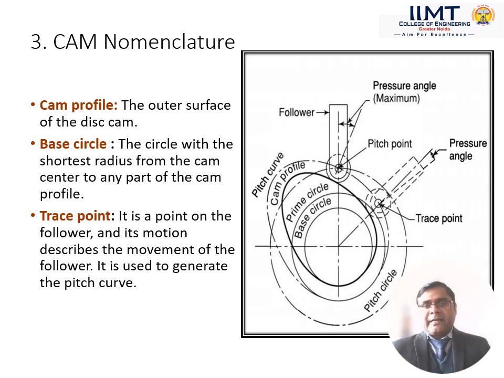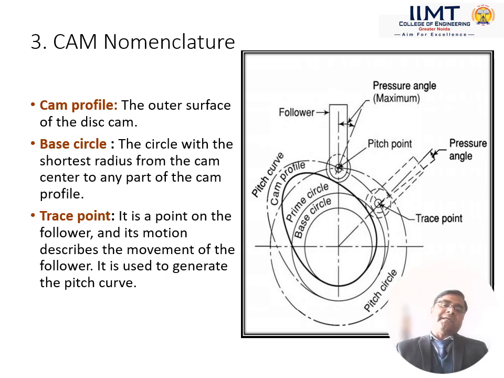Next is the trace point. Basically, if we talk about the roller follower, the center of the roller is known as the trace point, and in case of the knife edge follower, the tip of the knife is known as the trace point. So trace point is the point on the follower and its motion describes the movement of the follower. It is basically used to generate the pitch curve. So, how to generate the pitch curve?